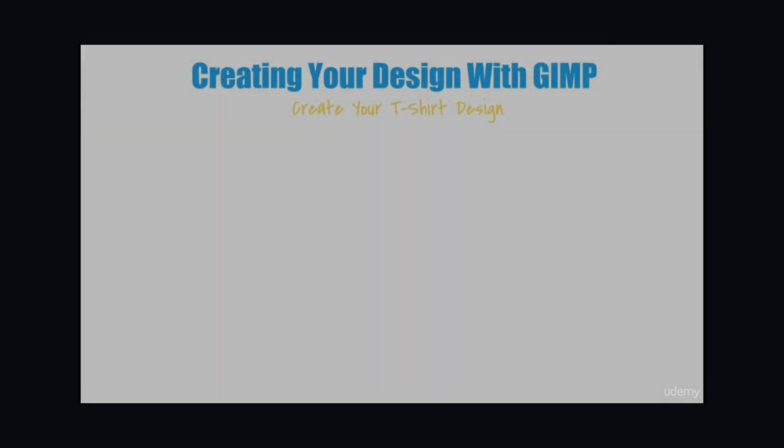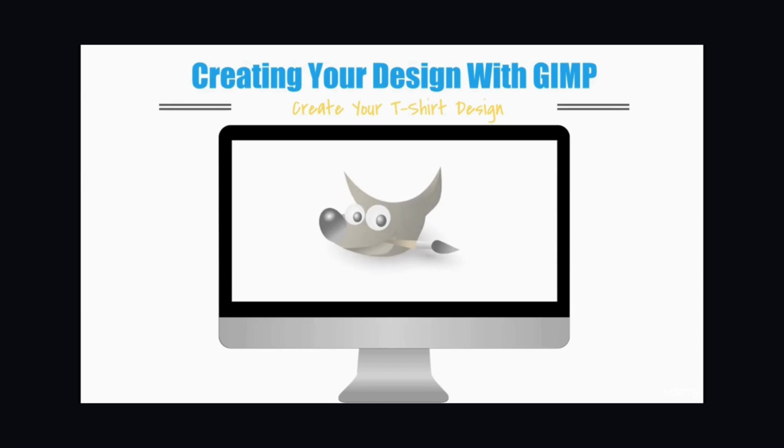So now that we've decided on a shirt design concept, created our text, and selected an image to use, we can now put them all together to create your first shirt design in GIMP. You should have already downloaded and installed GIMP in the beginning of this section, and also downloaded your text and your image to your computer.